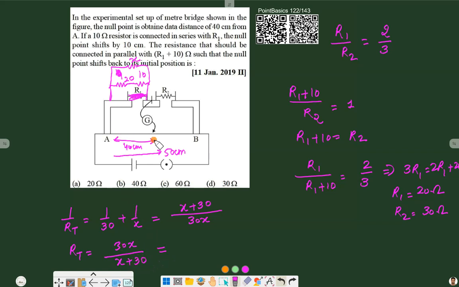And that should be equal to the initial value of R1, because we are switching back to our original length. So the resistance should also be equal to the original resistance, that is R1, and R1 is 20 ohm. So using this, 30X is equal to 20 times (X plus 30), that is 20X plus 600. So 10X is equal to 600, or X is equal to 60 ohm. So option C will be the final answer here.